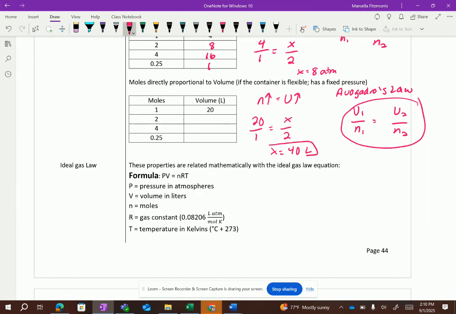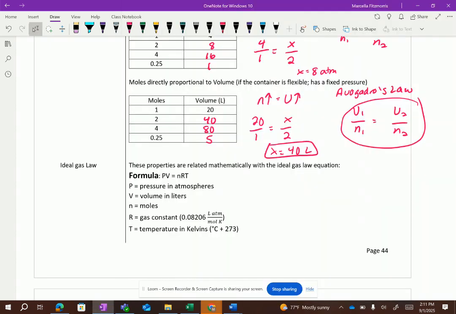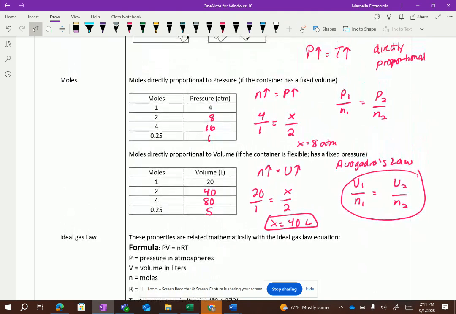Now, all these relationships work together. Every time I increase the moles, the volume increases. Every time I increase the moles, the pressure increases. Every time the pressure increases, the temperature increases. Every time the volume increases, the temperature increases. So if you note, volume, temperature, and moles always go the same direction. Okay? Now, the one that doesn't go the same direction is my volume. My volume goes opposite direction.